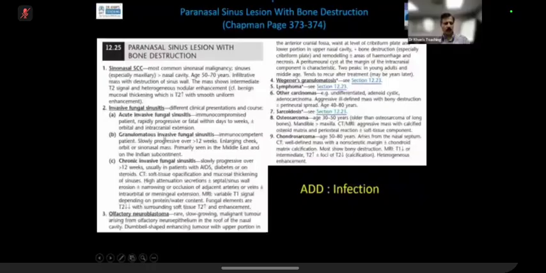We call it granulomatous invasive fungal sinusitis, quite common in the Middle East and Indian subcontinent. And this is slowly progressive over more than 12 weeks. And then there is chronic invasive fungal sinusitis, which is slowly progressive, usually with AIDS, diabetes, or steroids.